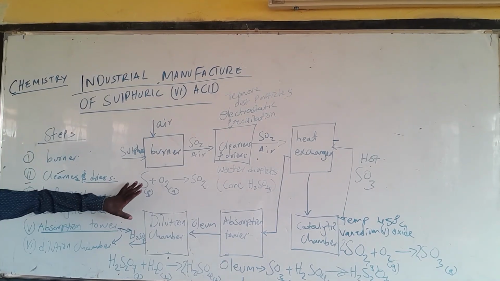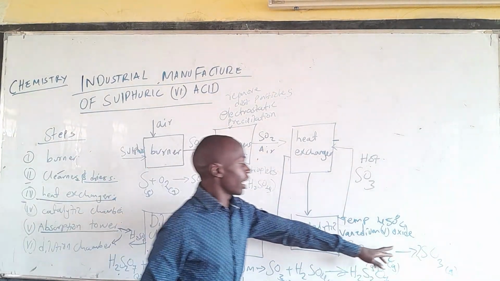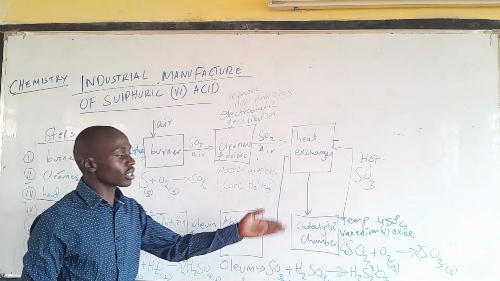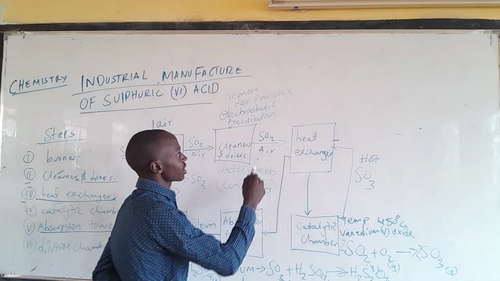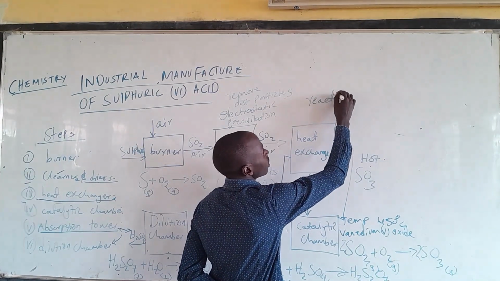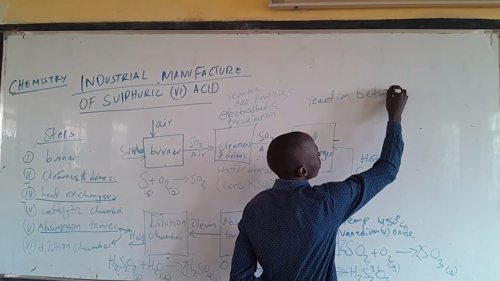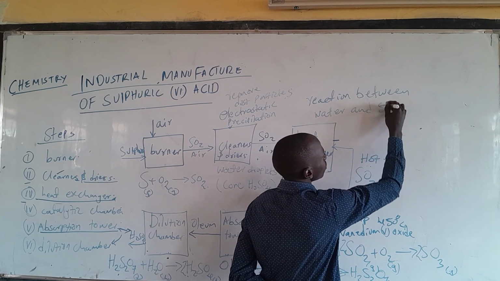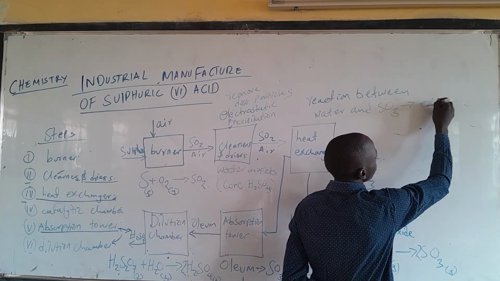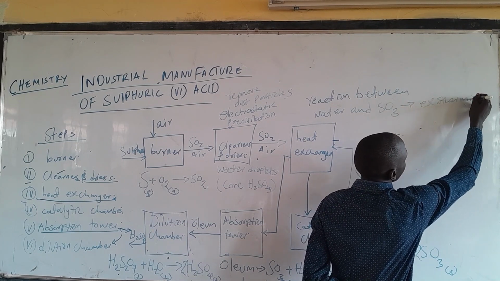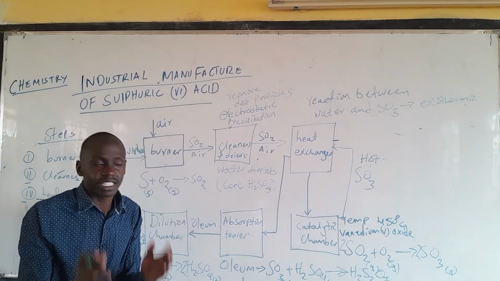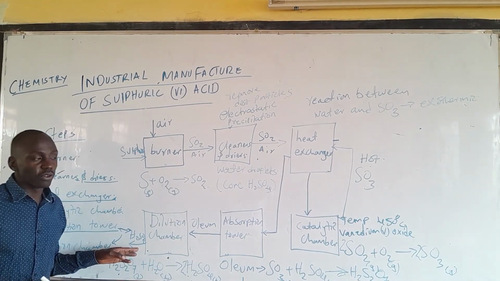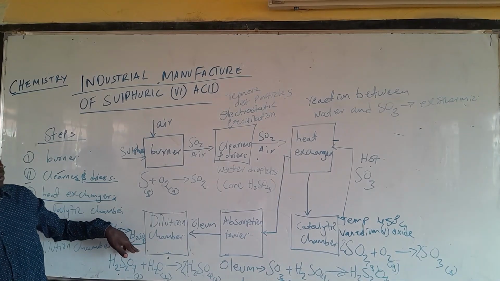And I've said that in contact process, we do not mix sulfur 6 oxide directly with water. Reason being, it produces a lot of heat. That is to say that the reaction between water and sulfur 6 oxide is exothermic. And if the reaction is exothermic, you find that the excess heat produced will then boil this concentrated sulfuric 6 acid to form mist, which is poisonous to the environment.